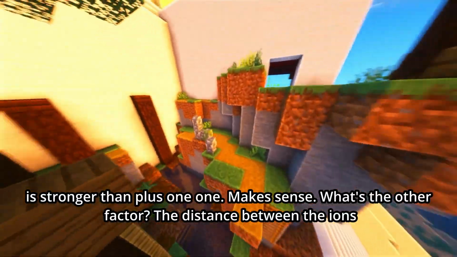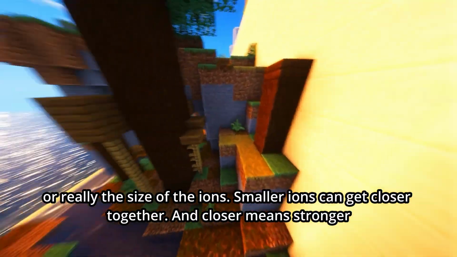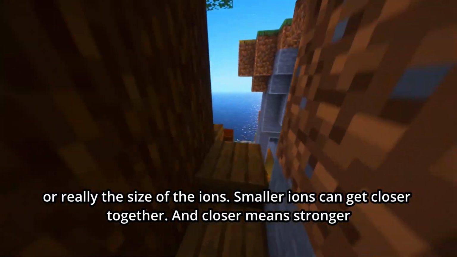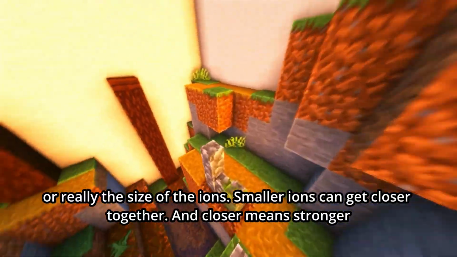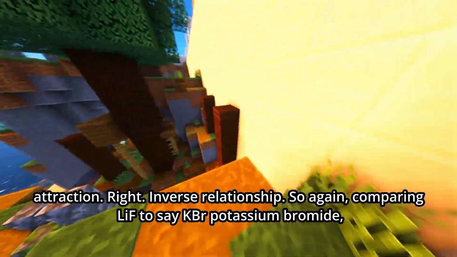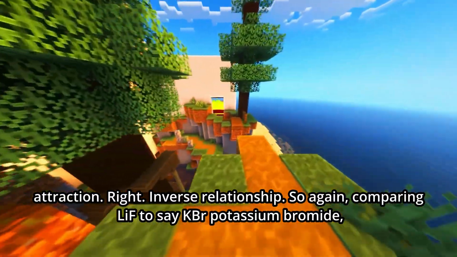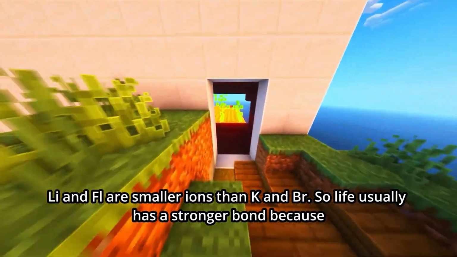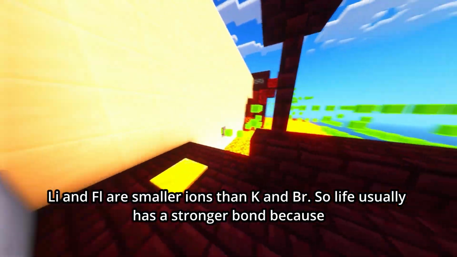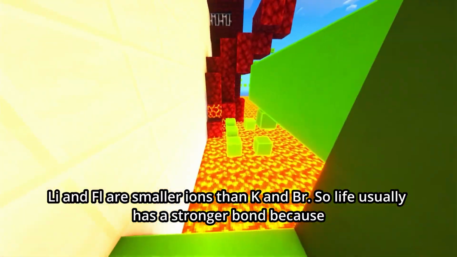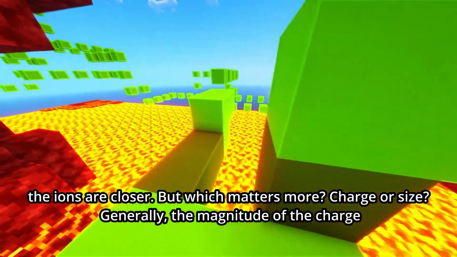Makes sense. What's the other factor? The distance between the ions, or really the size of the ions. Smaller ions can get closer together. And closer means stronger attraction. Right. Inverse relationship. So again, comparing LiF to, say, KBr, potassium bromide, Li+ and F- are smaller ions than K+ and Br-. So LiF usually has a stronger bond because the ions are closer.